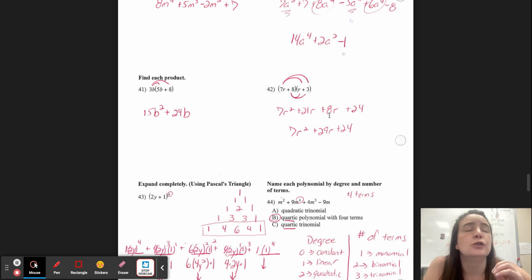When you are adding, do not touch those exponents. So that's why I have 29r. Do not make it r squared. I had a lot of people do that. This is my final answer.